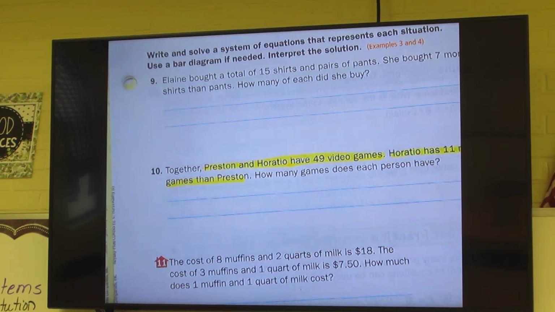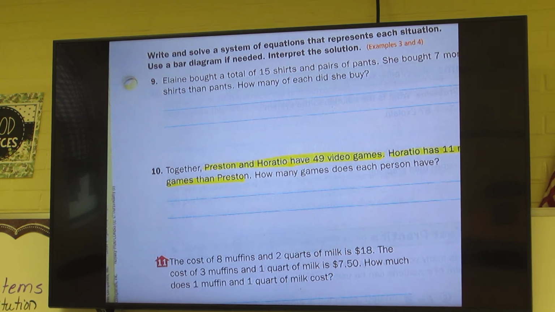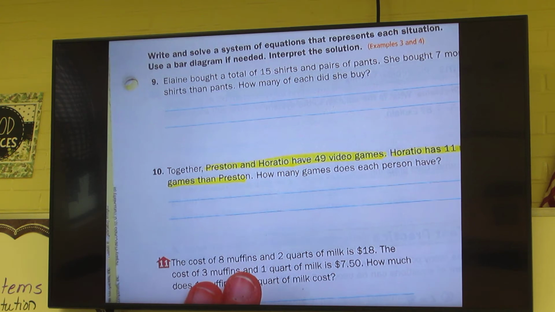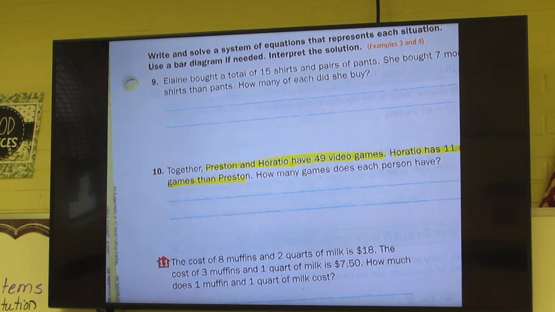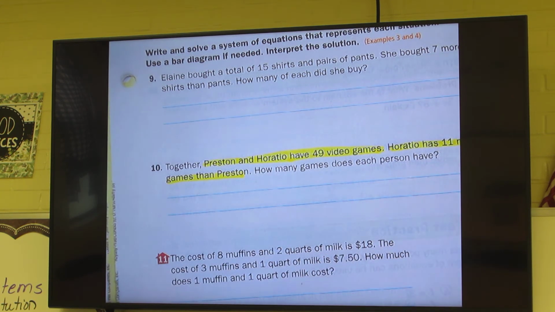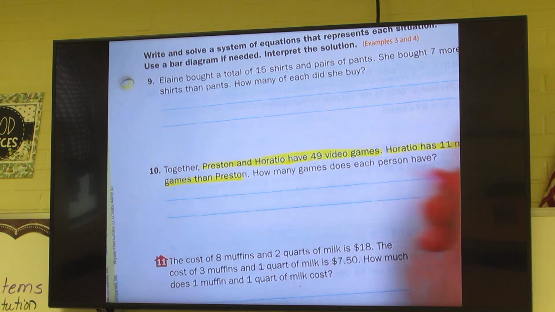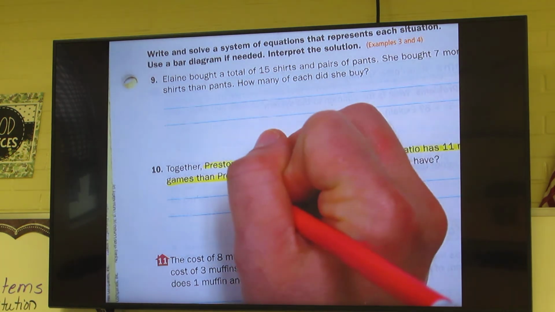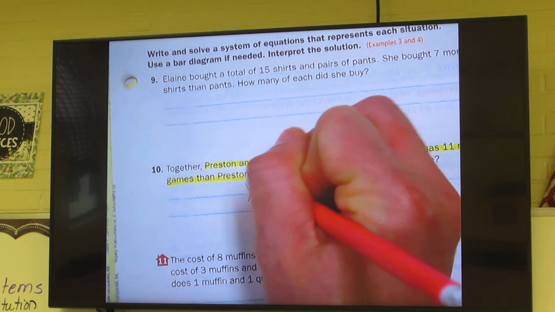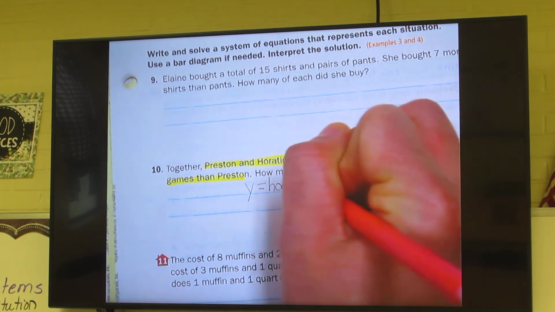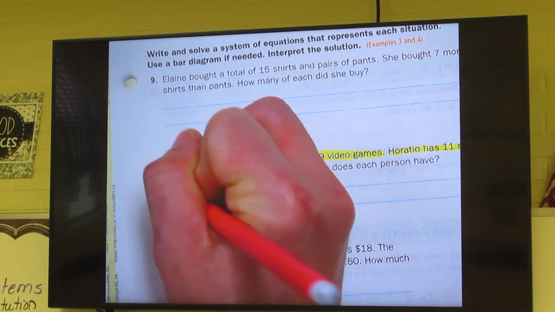It says Preston and Horatio have 49 games. Horatio has 11 more games than Preston. So the first thing that we do is define variables, and the person or the thing that you have more of gets the y variable. So Horatio has 11 more than Preston, so Horatio has the most, so he's going to be our y variable. So y equals Horatio, and x equals Preston.